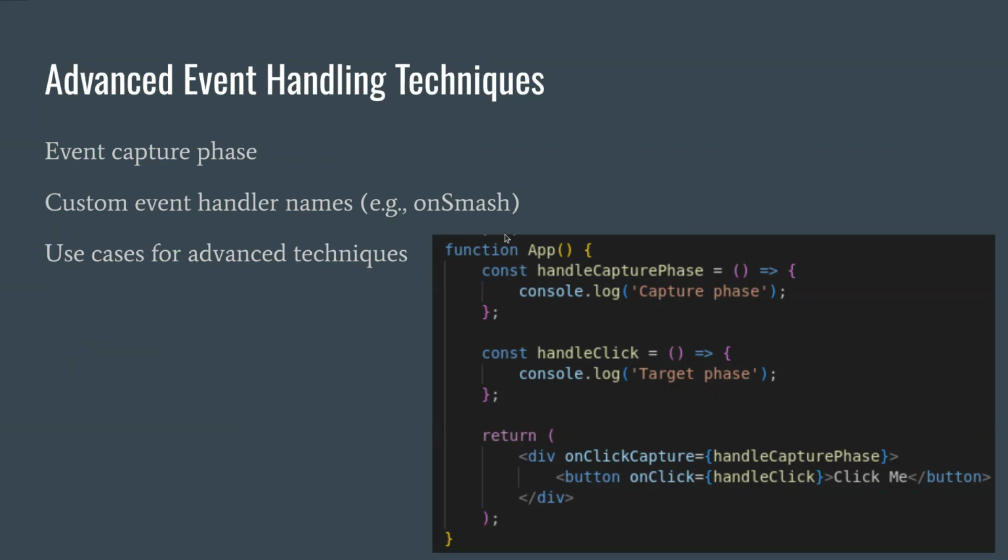As you can see in this example, we have an App component and we have two event handlers. One is handleCapturePhase, which outputs capture phase, and another one is handleClick, which logs target phase. We have a div element, and inside the div we have a button element. On the div we have onClickCapture that calls handleCapturePhase, and on the button we have onClick, which will call handleClick.